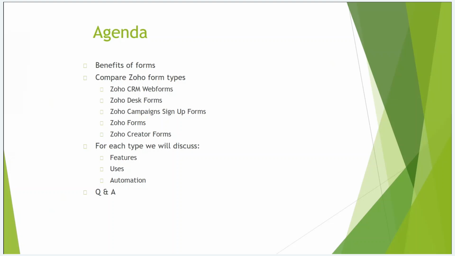So today, first thing really quickly, we're going to talk about the benefits of forms, and then we'll discuss all the different types of forms. So the Zoho CRM Webforms, Zoho Desk Forms, Zoho Campaign Sign-up Forms, Zoho Forms, and Zoho Creator Forms. And for each of these types, we'll discuss the features, uses, and how they work with automation. We'll have some time at the end for questions, but if you have any during the presentation, you can submit them in the Q&A section of the chat, and then I'll answer them at the end. That's located by clicking the question mark icon on the toolbar.